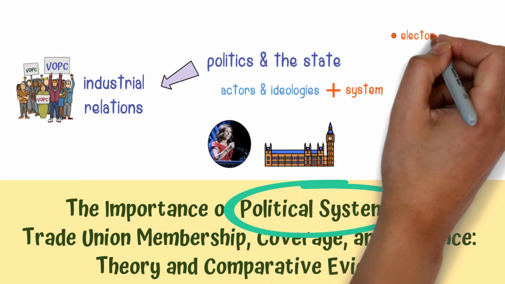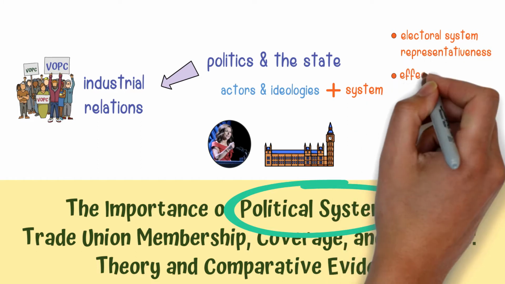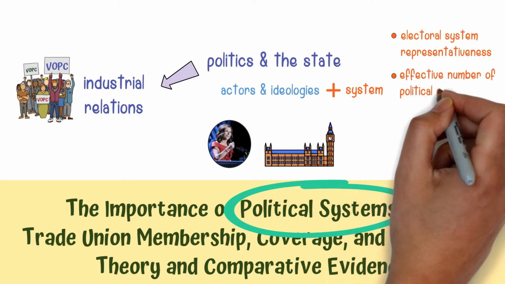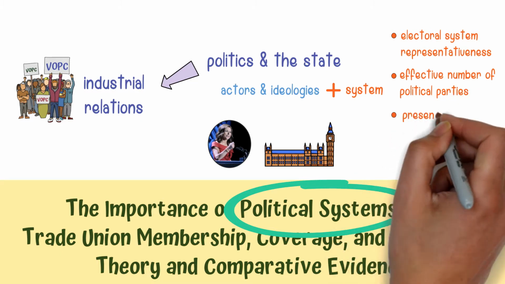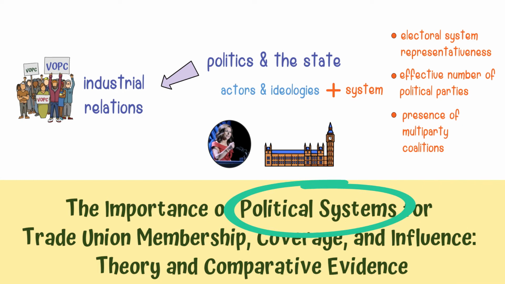Specifically, we theorize and analyze how a country's electoral system's degree of representativeness, its effective number of political parties, and the presence of multi-party coalitions may affect trade union membership, coverage, and influence. In essence, a political system may create preferences and values that shape models of behavior that become institutionalized within varying social structures, to borrow some phrases from Seymour Martin Lipset.